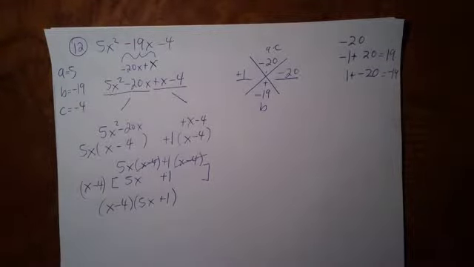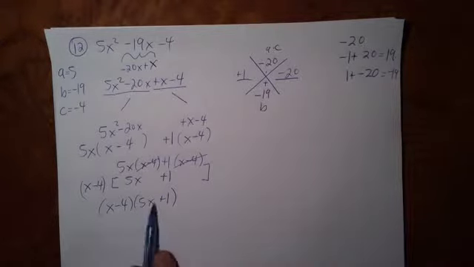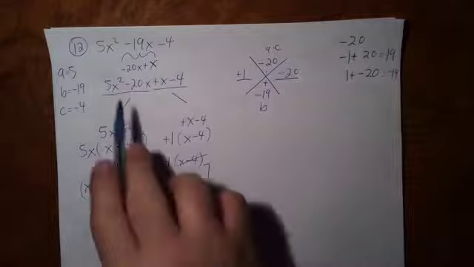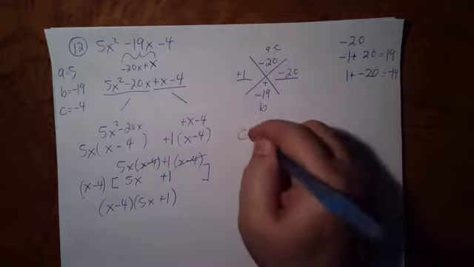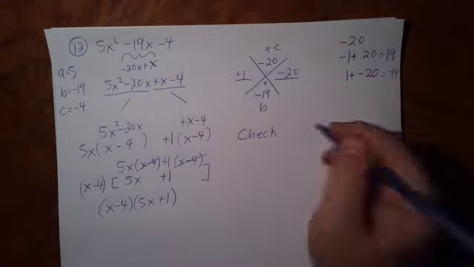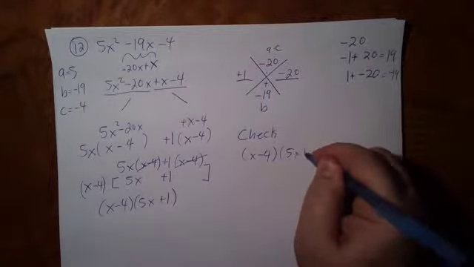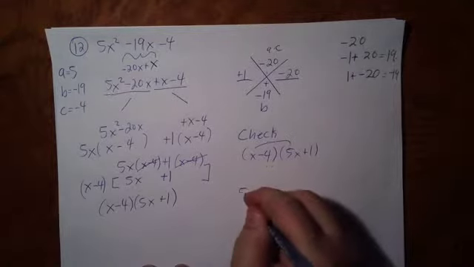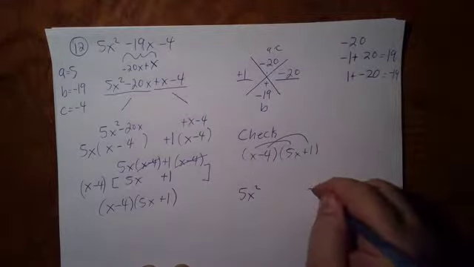So let me go ahead and explain what I mean about having that plus 1 to get back the original problem. If these are the two binomial factors that are correct, we should be able to multiply them to get 5x squared minus 19x minus 4. So we're going to do a check over here to see if this is correct. So we'll have x minus 4 times 5x plus 1. So x times 5x will be 5x squared. Negative 4 times 1 is going to be negative 4.